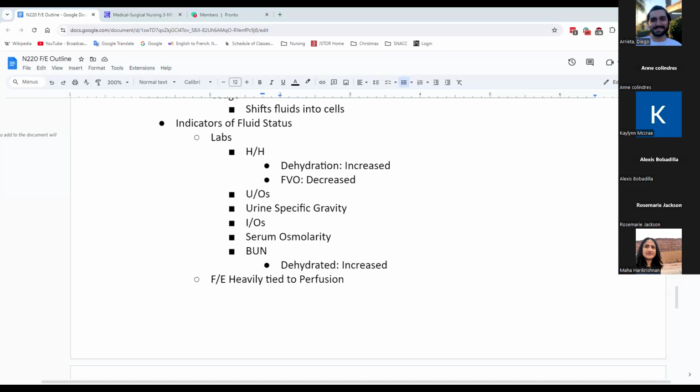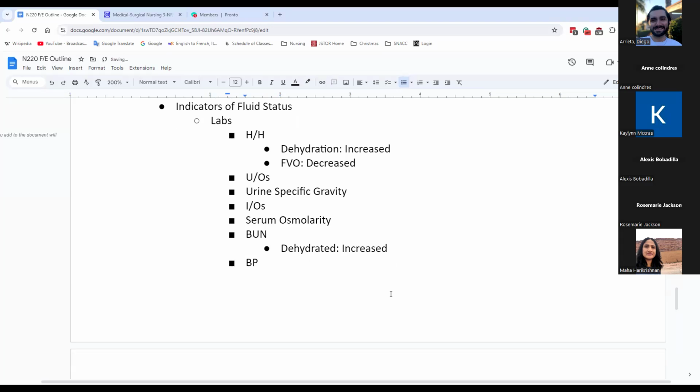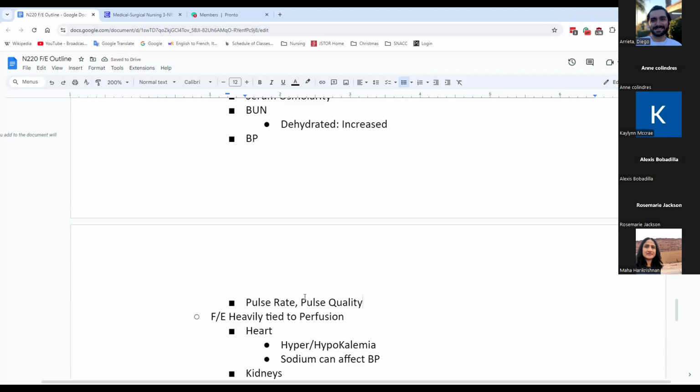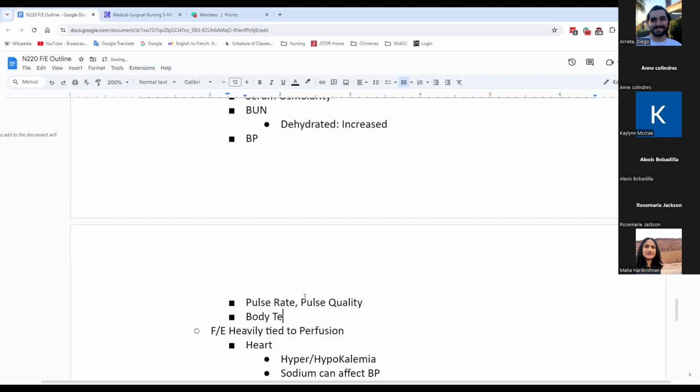Anything else you might think about? What about some physical assessment things you could see? Yeah, your blood pressure, pulse rate, perfect. Pulse rate and pulse quality is good. Yes, so body temp, as in, I guess skin temp is more accurate. Skin temp and color. Skin turgor as well can be one.